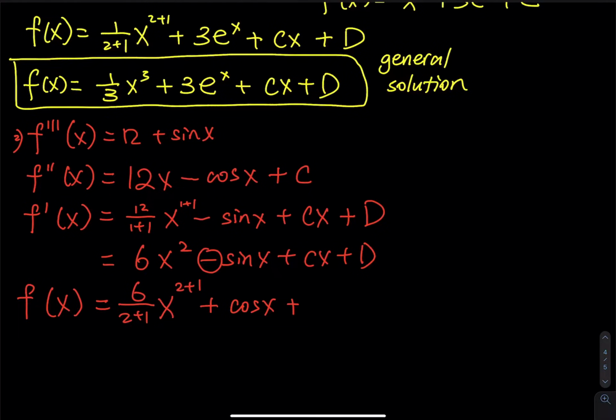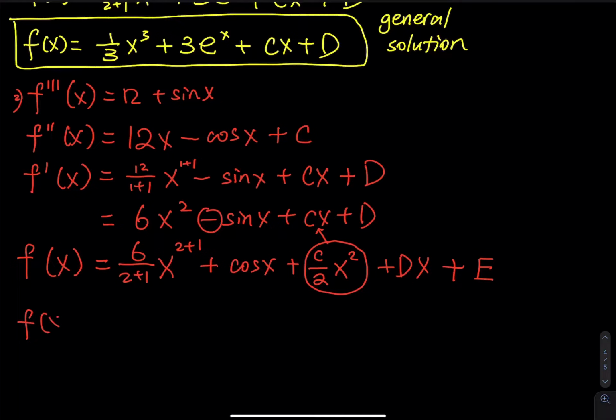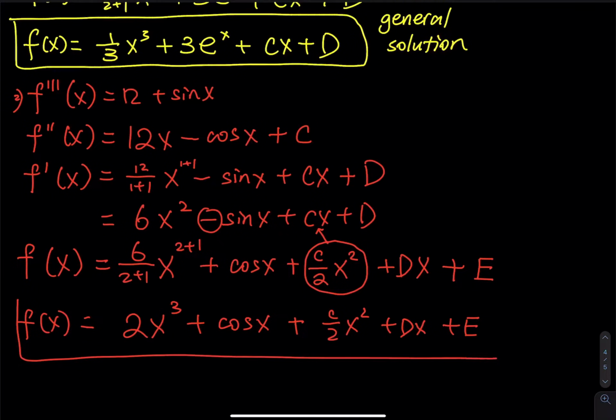So this will be x squared, right? And then we have c divided by 2. Take the derivative of this, then you get cx. And then the d becomes dx, and then we need one more letter to represent the constant, so that will be e. So overall, f of x equals 6 divided by 3, which is 2. So we have 2x to the third plus cosine x, plus c over 2 x squared plus dx plus e. So that is the general solution. So that is number 2.